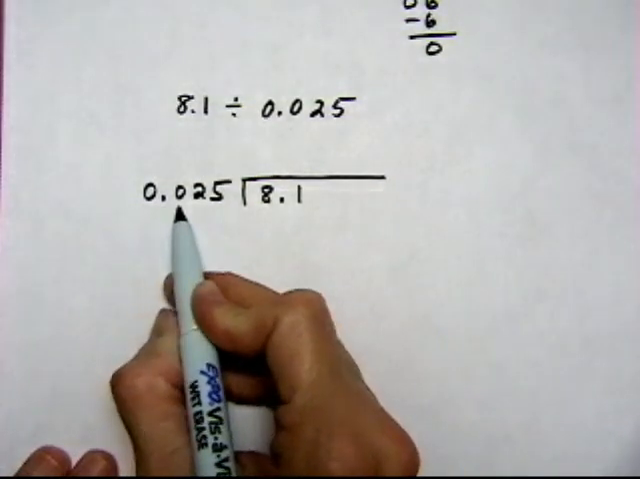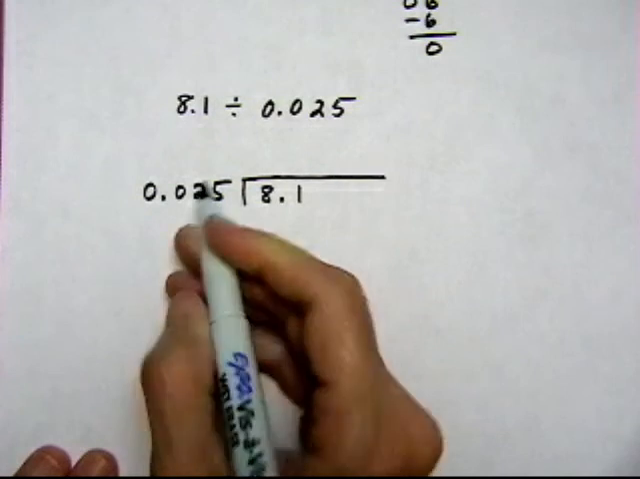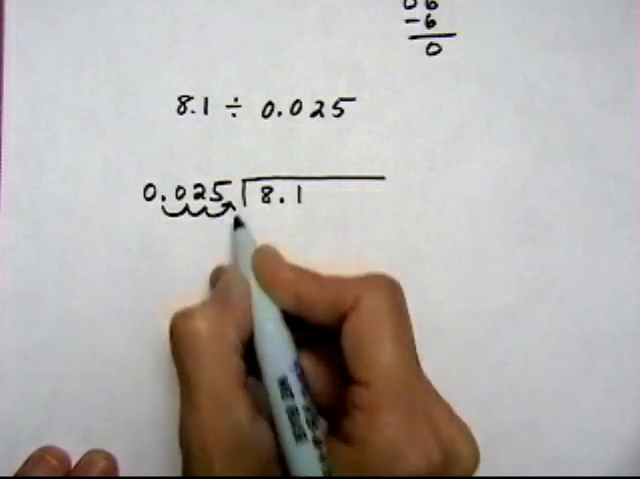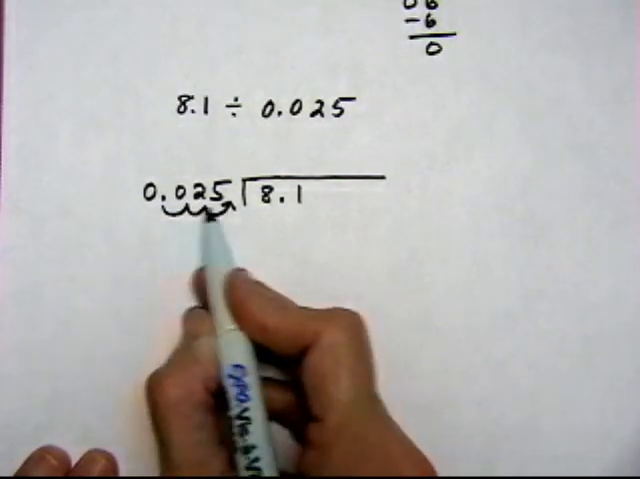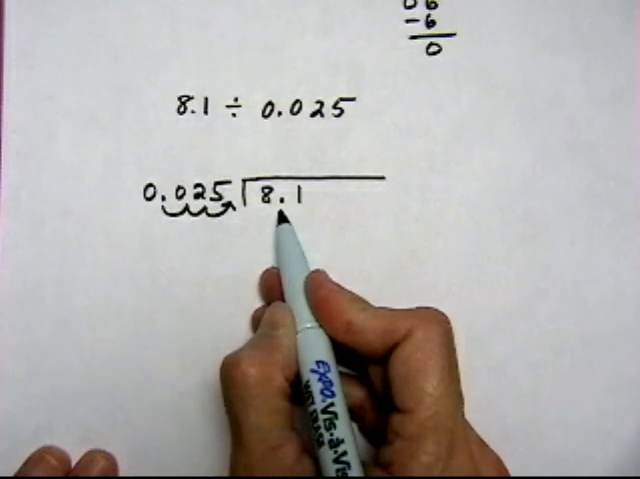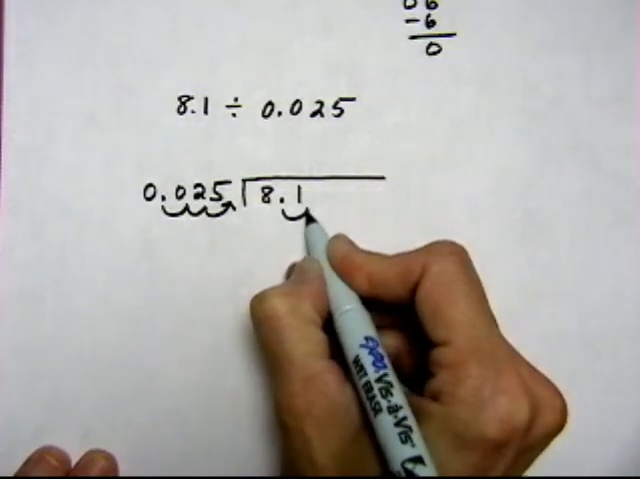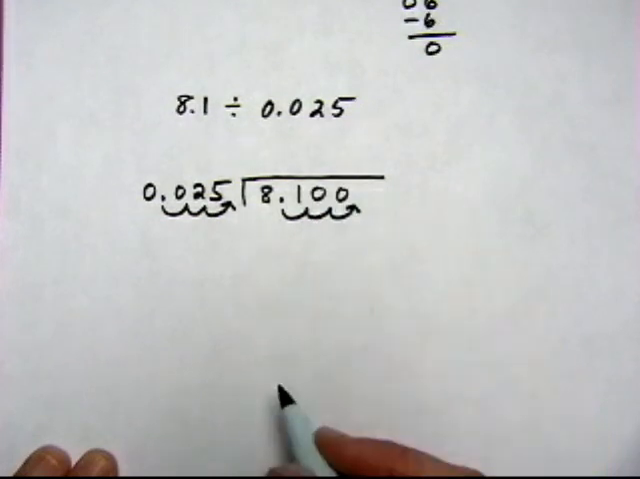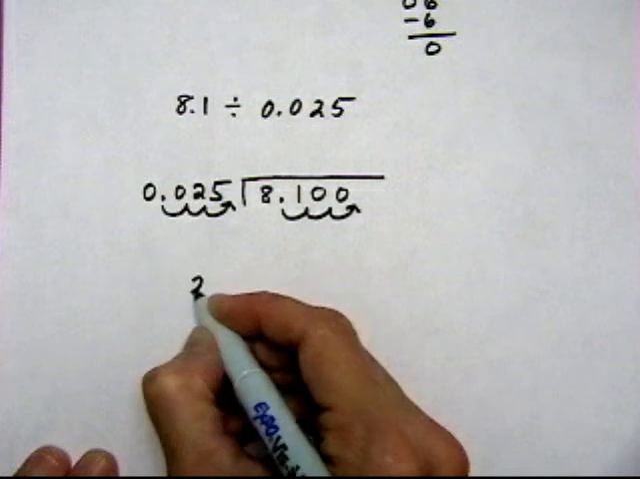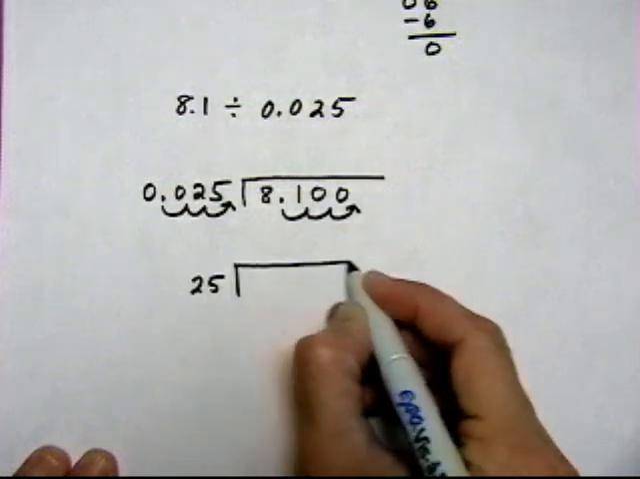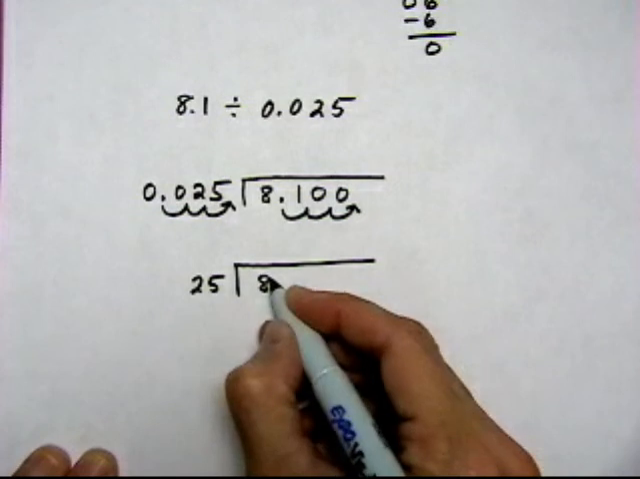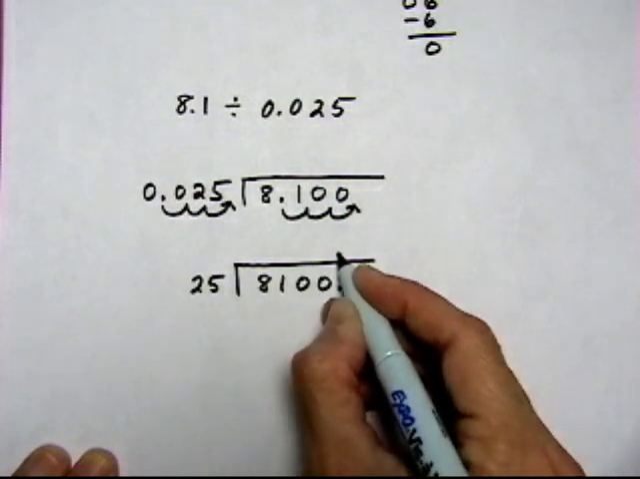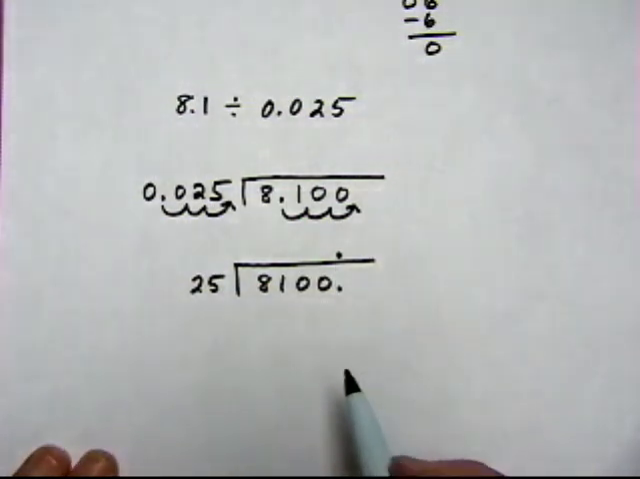And again, I have decimal positions here on the outside, and I don't want them. So I need to move the decimal point 1, 2, 3 places to get rid of all decimal places or positions. And you have to balance that out on the inside. 1, 2, 3 places, which means we're going to be adding some zeros. So now we have 25 dividing into 8100, and the decimal point is right there on the right. I'm going to put it up in the answer and then ignore it.